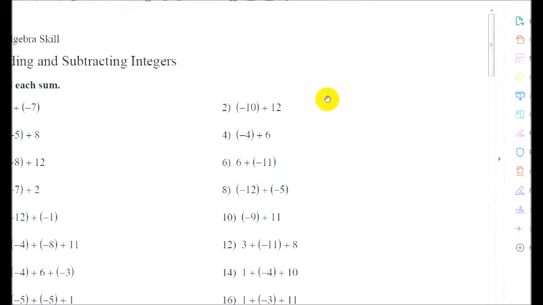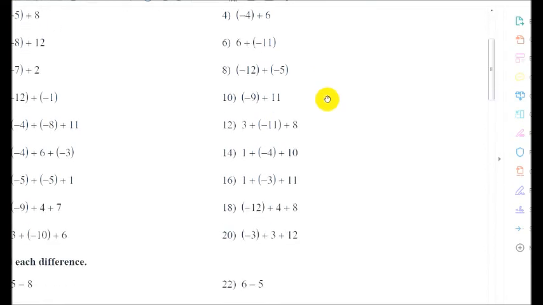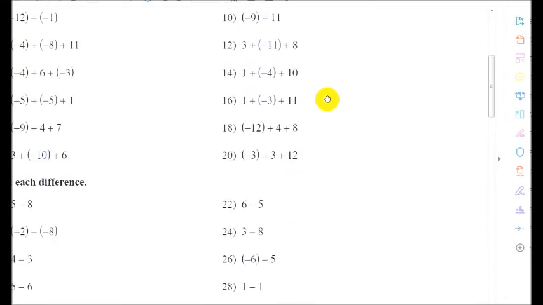Okay, now I give all students this worksheet. Please finish it after 5 minutes.